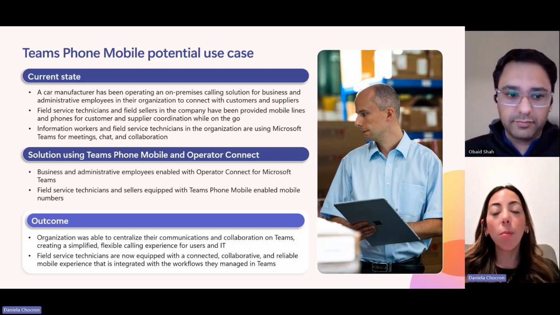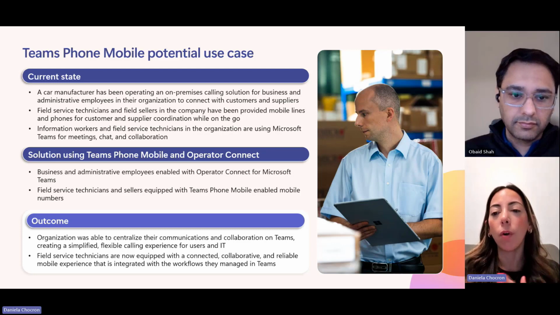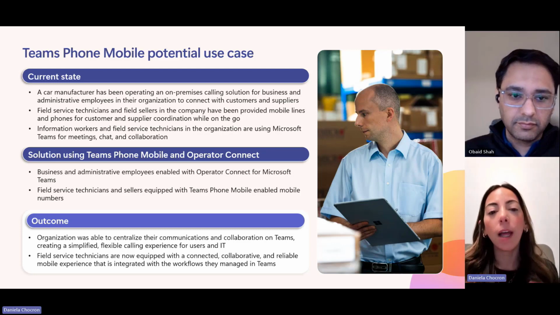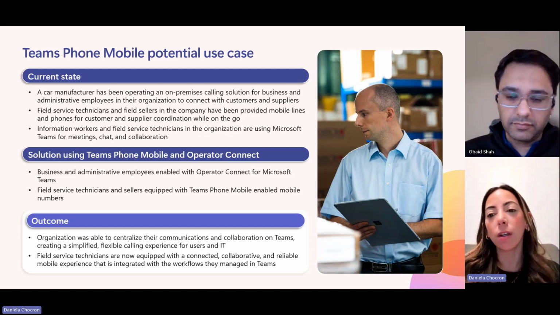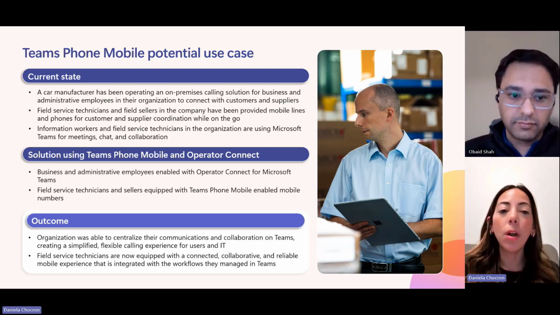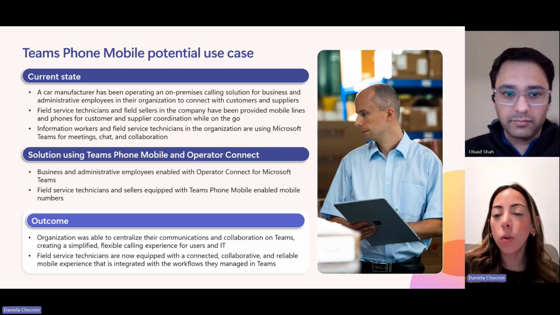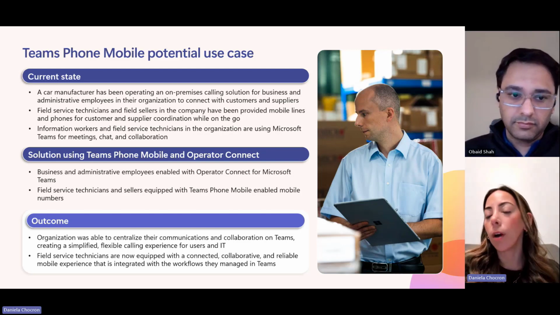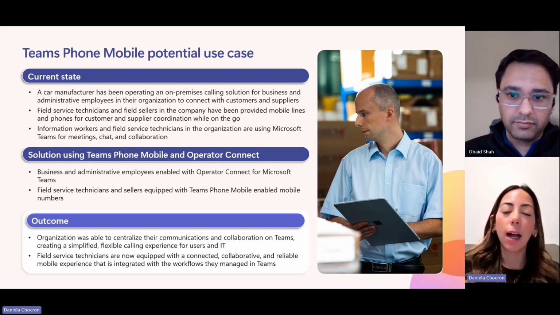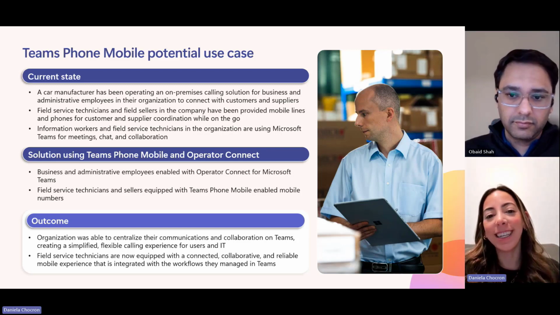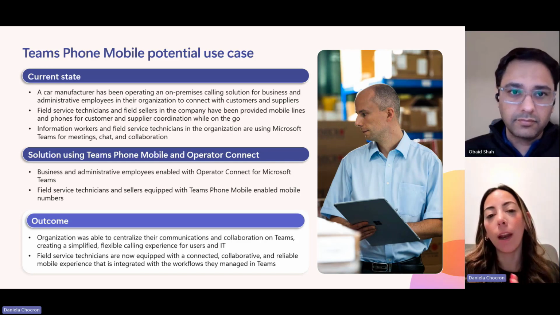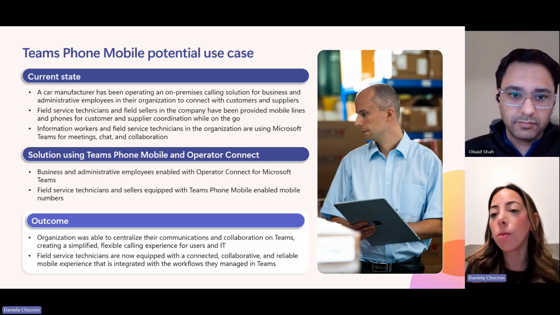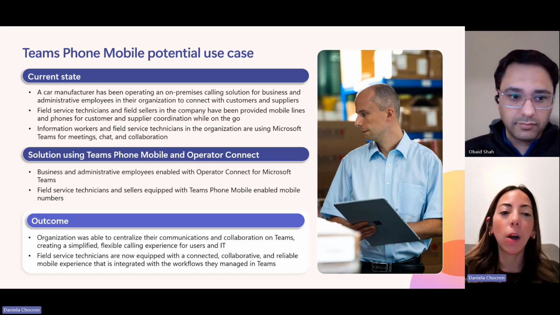Now, as we think about where Teams Phone Mobile and some of our other PSTN connectivity options can come in, this customer is already using Teams for meetings and chat. They can centralize all of their communications on Teams by adopting Teams Phone. Typically what we've seen is a portion of users in the organization might be using, in this instance, Operator Connect, but they could also use direct routing or Microsoft Teams calling plans. So they can move their calling communications into the cloud and benefit from having all of their communications within Teams, whether it's meetings, chat, or PSTN calling.